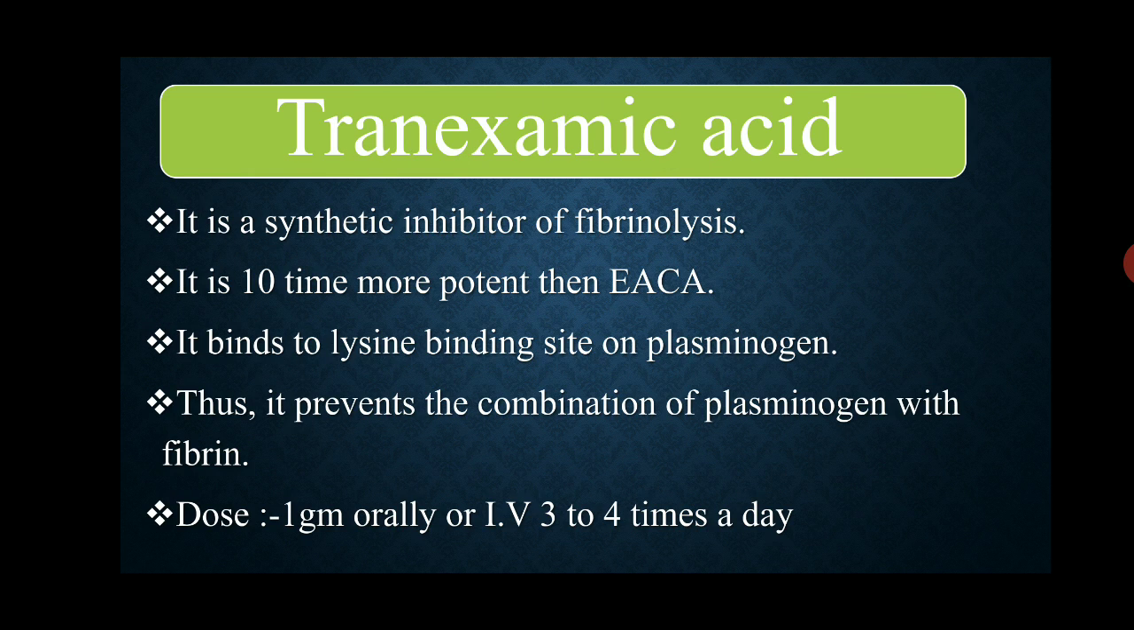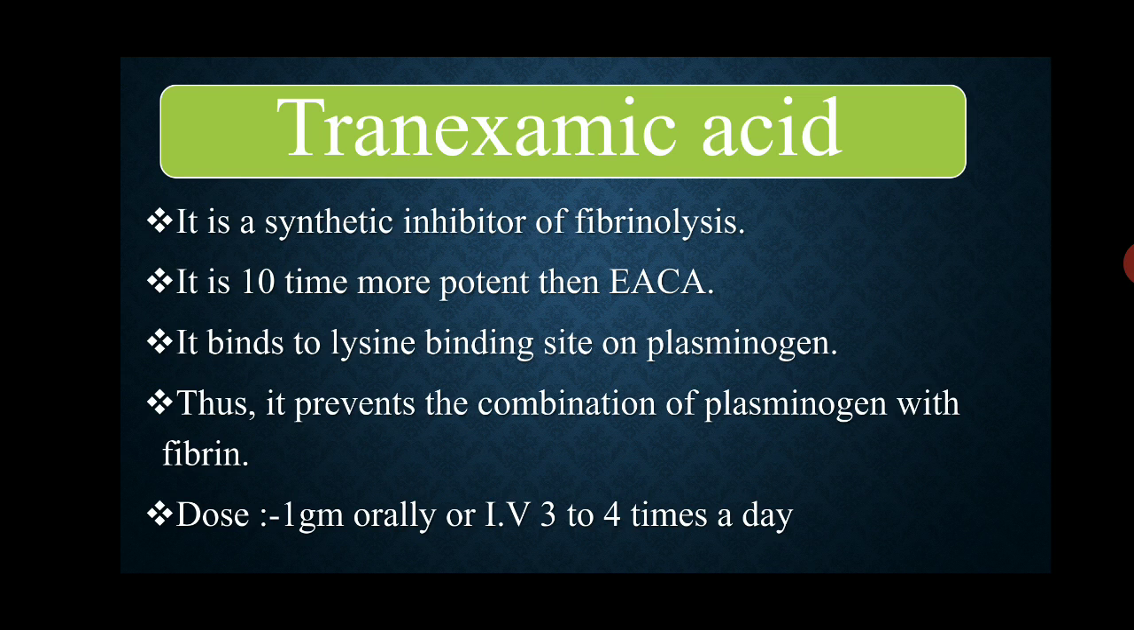Then next drug, tranexamic acid. It is a synthetic inhibitor of fibrinolysis. Name, tranexamic acid. Tranexamic acid is a synthetic inhibitor of fibrinolysis. It is 10 times more potent than EACA, epsilon amino caproic acid.